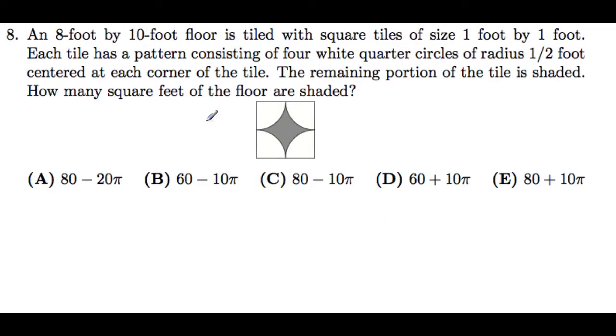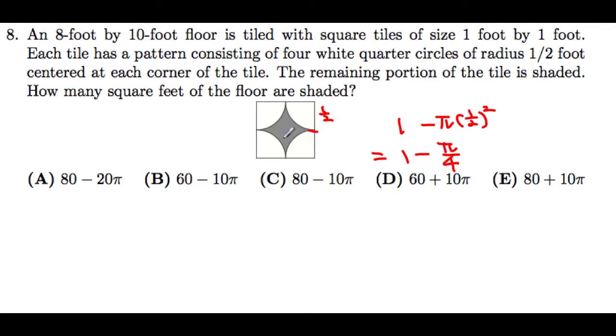An 8 foot by 10 foot floor is tiled with square tiles of size 1 foot by 1 foot. So that's 1 foot by 1 foot. And then, this radius is 1/2. We're looking for the shaded area. So if you have to find the shaded area of one tile here, it would be the square, which is area 1, minus the area of these 4 quarter circles put together. That's pi times 1/2 squared. In other words, this becomes 1 minus pi over 4. That's the shaded area from one tile.